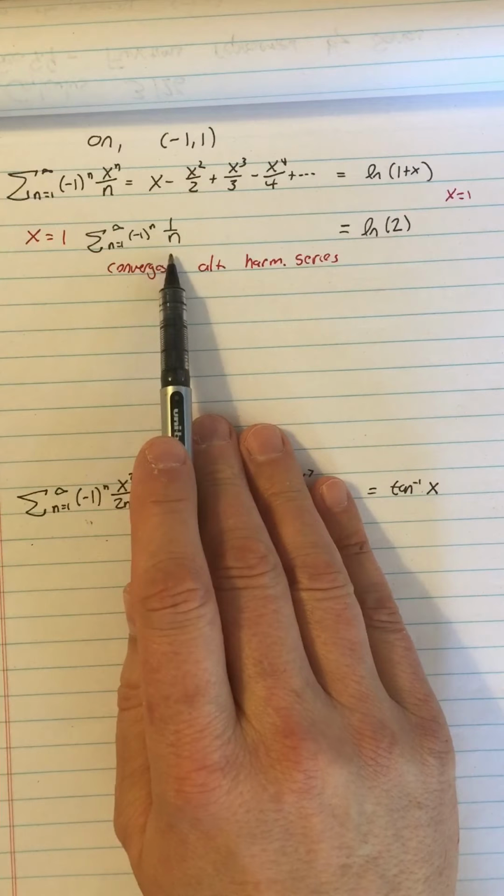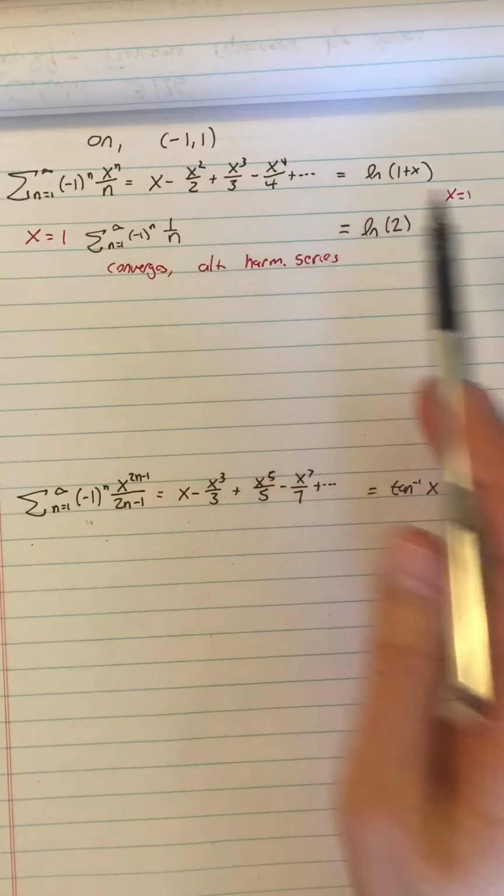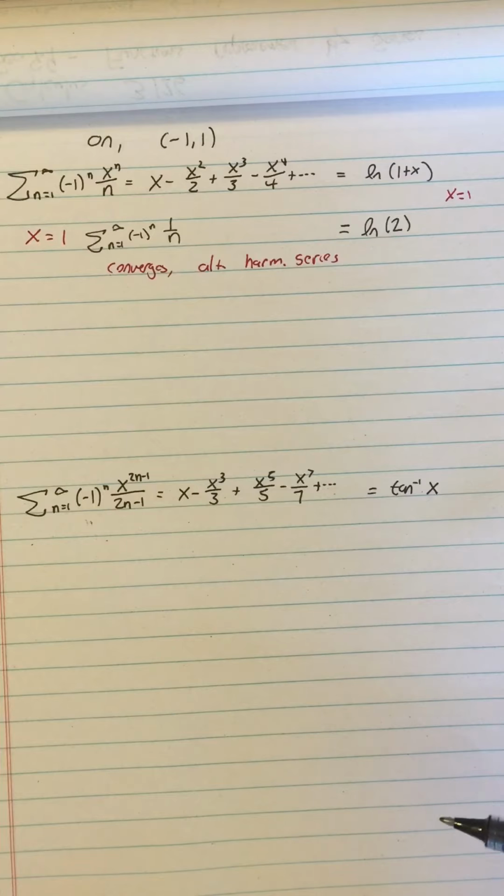The alternating harmonic series not only converges, it converges to ln of 2, and we can prove that by having integrated 1 over 1 plus x. So we took that geometric series, we did a substitution, we did an integration, we ended up with this cool fact. And that's what manipulating these series is all about.